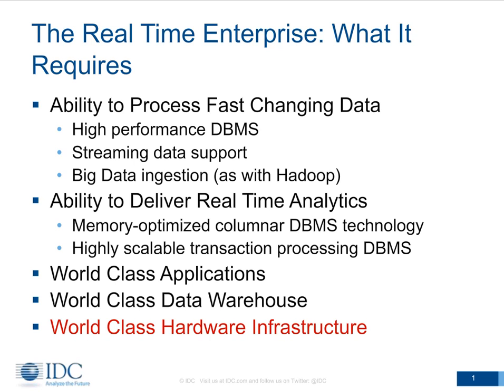So the real-time enterprise has certain specific requirements in order to be able to do the things I just described. It needs to be able to process fast-changing data. It needs to be able to deal with the data as it's in, as it's streaming, as it's changing. So we need a high-performance database management system that can accept data at the rate at which it is streaming in. We also need a high-performance database management system that can take data that's been ingested from a big data source through an engine like Hadoop and take the relevant data and make that immediately available to us.